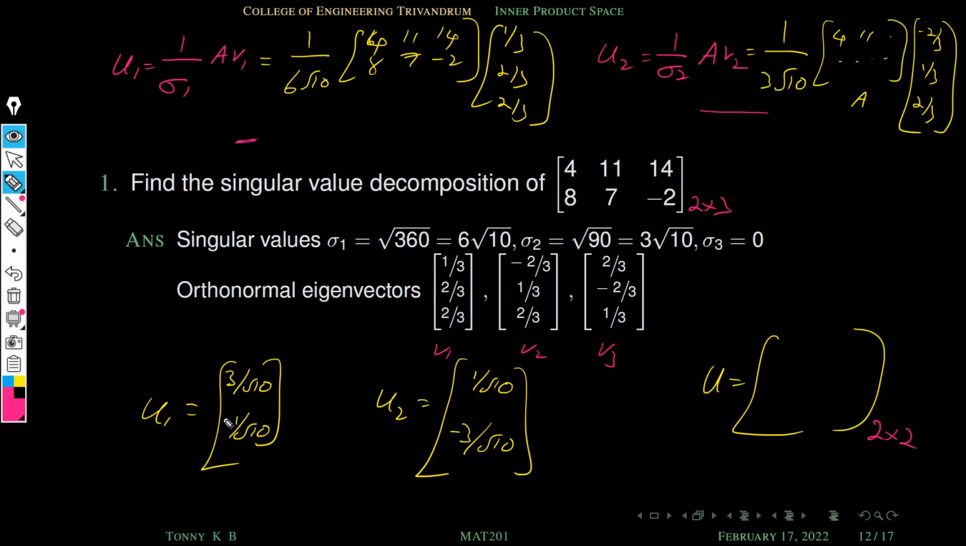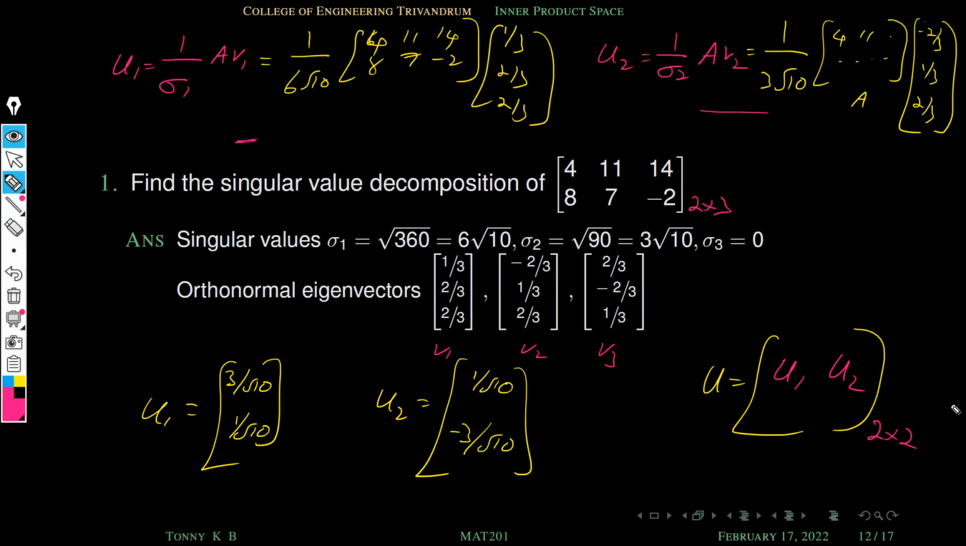So there is no need to extend the ui's because we already have two vectors. So U is very clear. You simply write u1 and u2 as columns, and this is our U. No need to extend. But suppose U is, say, 3 by 3, like that.